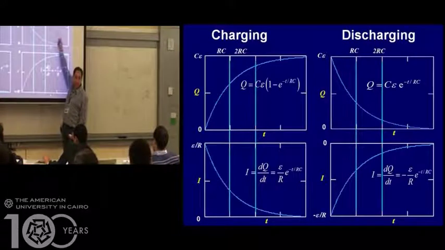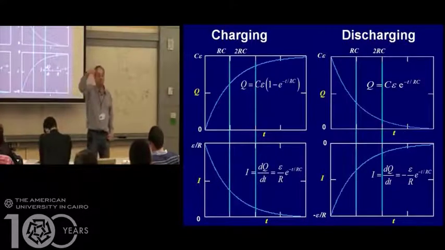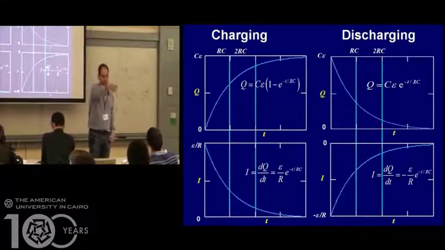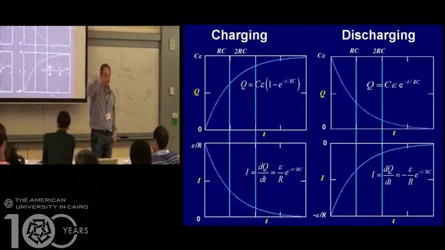e to the power minus infinity is 1 over e to the power infinity, and e to the power infinity is infinity, so 1 over infinity is 0.